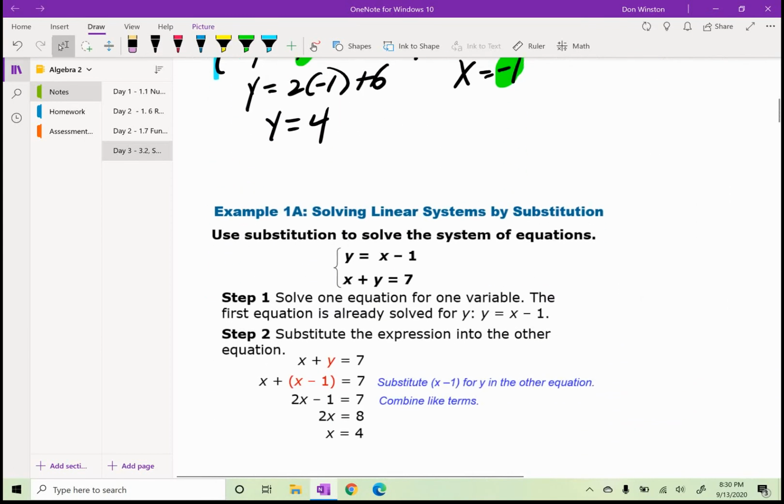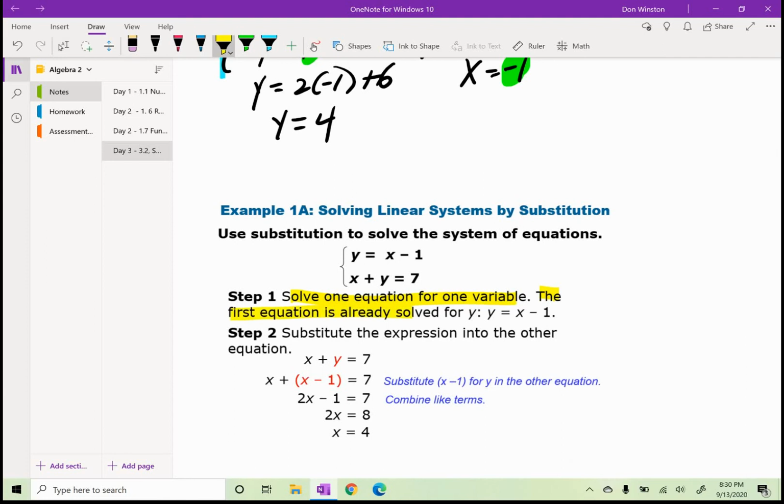Here's an example. Solving linear systems by substitution. Use substitution to solve the system of equations. So step 1, you solve one equation for one variable. Okay, the first equation is already solved for. I have solved for a variable. Y is solved for. Okay, it's isolated. It's by itself. Then you substitute the expression x minus 1, which is y, into the other equation. You substitute it for that y.